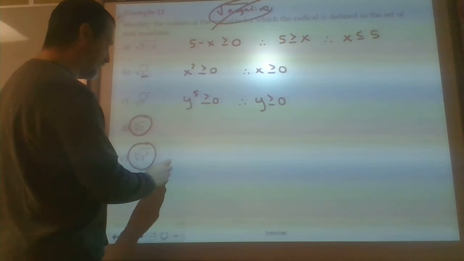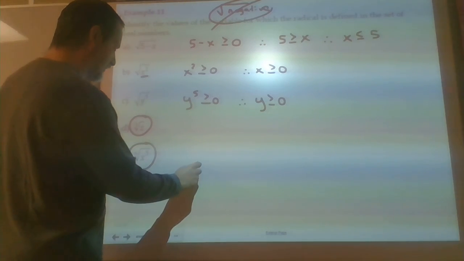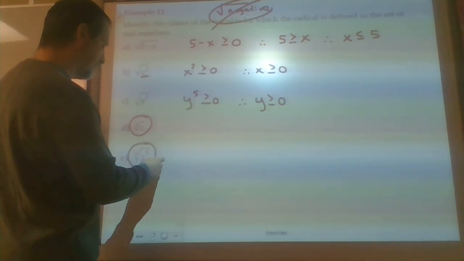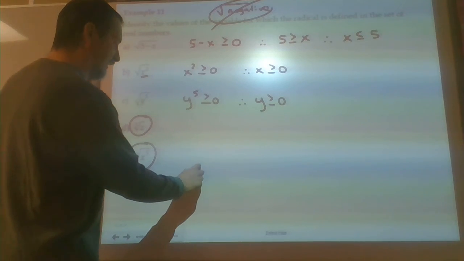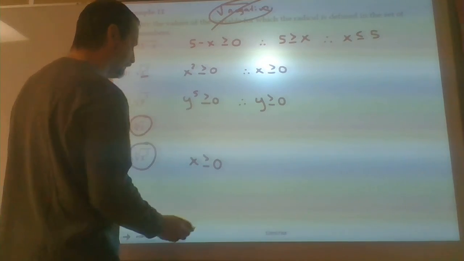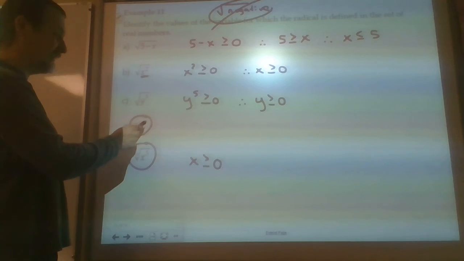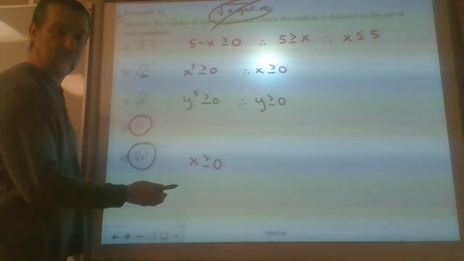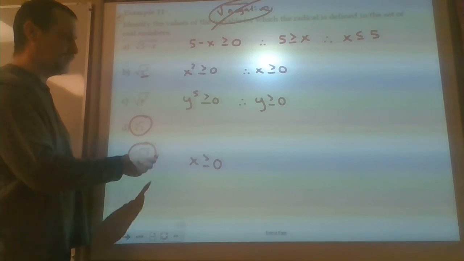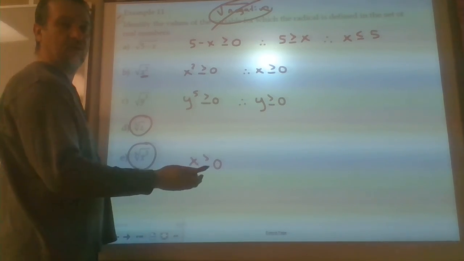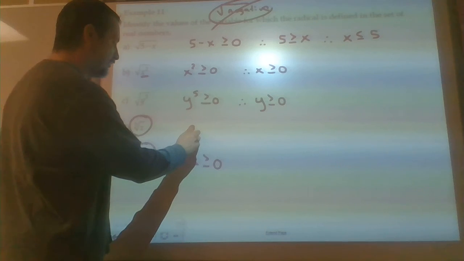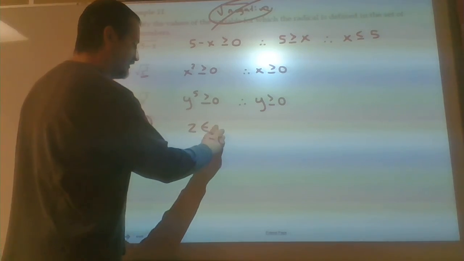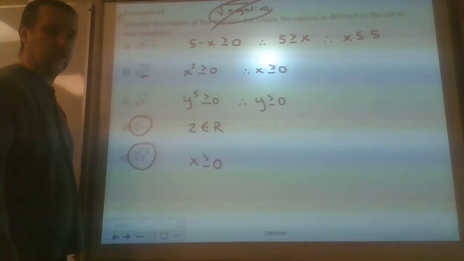When we go down here, because it's an index of 6, that's telling us that x has to be greater than or equal to 0. But because z can be a negative number, because we can have -1 times -1 times -1 will give us a negative answer, there is no greater than 0, less than 0 restriction. So here z can just be an element of the real numbers. So any real number.